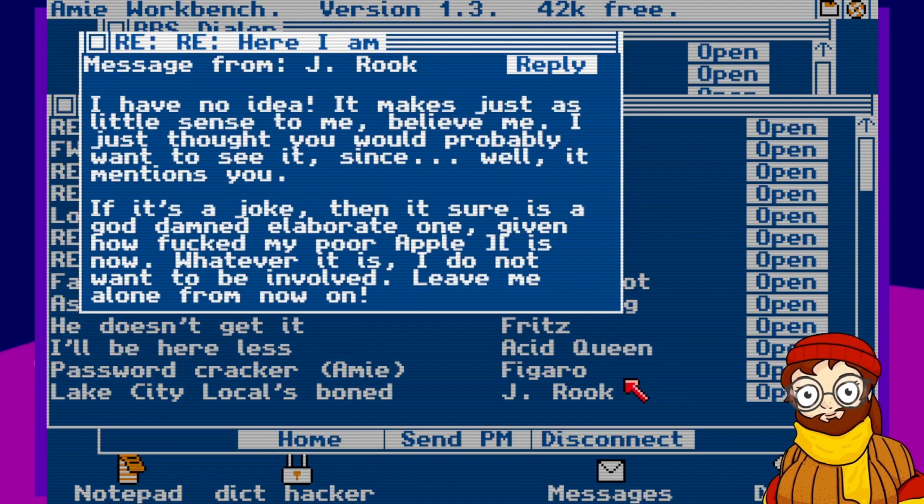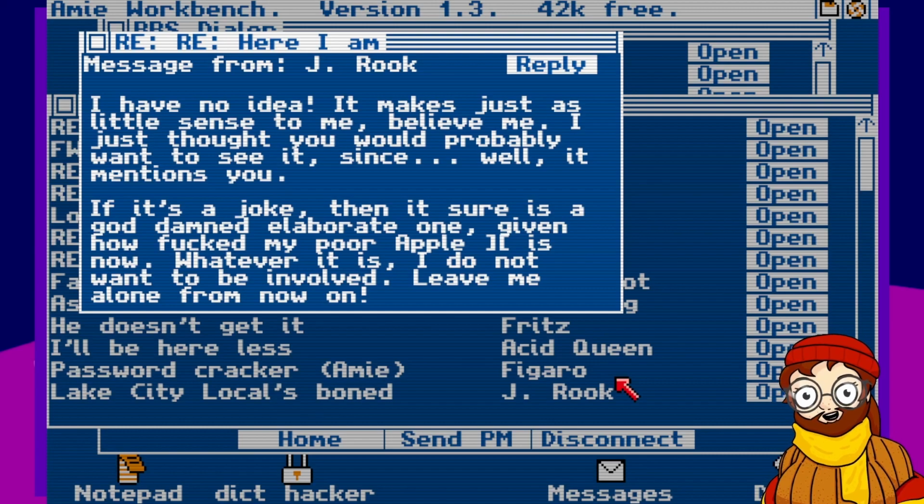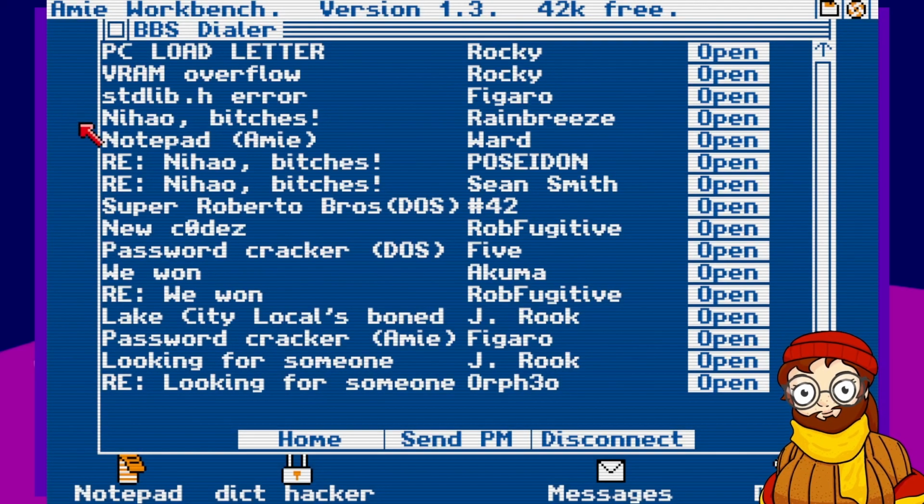Here I am. I have no idea. It makes just as little sense to me. Believe me. I just thought you'd probably want to see it since, well, it mentions you. If it's a joke, then it sure is a goddamn elaborate one, given how fucked my poor Apple II is. Whatever it is, I do not want it to be involved. Leave me alone from now on. Okay, thanks, Rook.